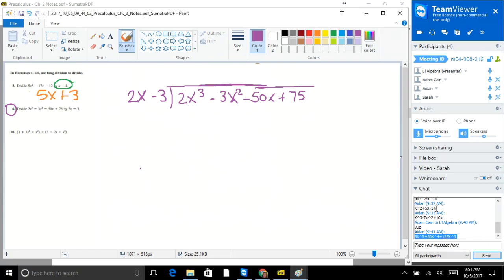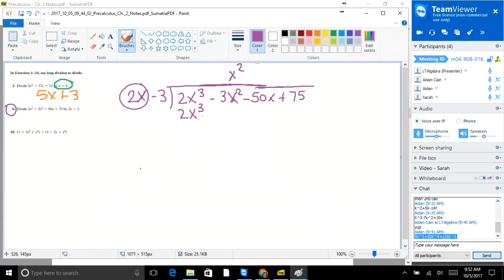Okay, so what you're going to do every time is you're going to look and see, okay, my leading term here, I have 2x and I have 2x cubed. So what do I want to multiply 2x by to get 2x cubed? I want to multiply it by x squared, right? x squared times 2x will give me 2x cubed. And that's going to get rid of my highest order term. So that's a good thing.